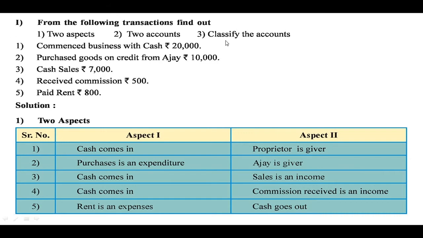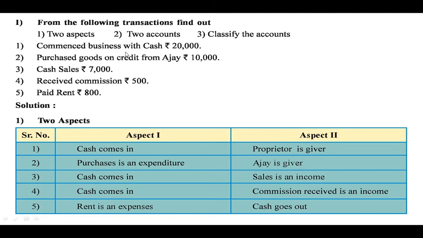So first thing you have to understand from the given transaction is whether any commodity comes in the business, whether there is any giver or receiver of the commodity or of the thing, or whether it is an expenditure or income. So that is the first step, that is to identify the aspect given in the transaction.